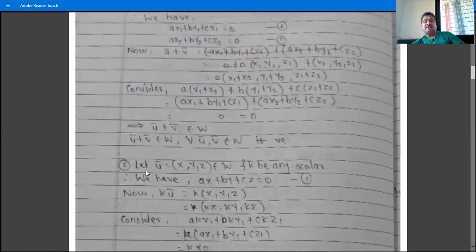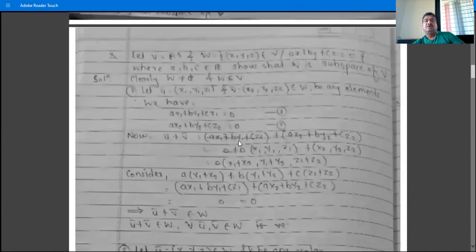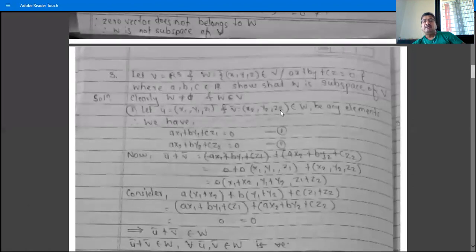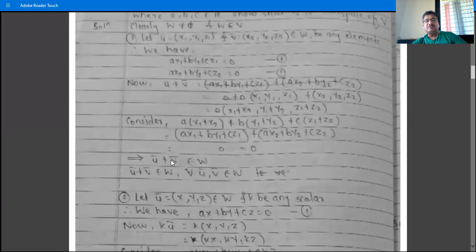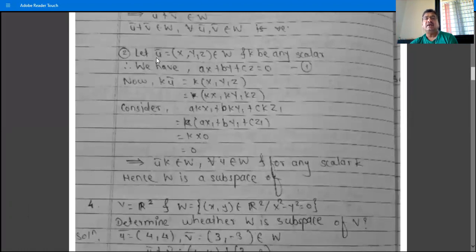And therefore we say that U bar plus V bar belongs to W for all U bar and V bar belonging to W, because these are any two arbitrary elements of W. The condition is satisfied for arbitrary elements, therefore the condition is satisfied for all elements. Then for the next condition, we take one element of W, suppose x, y, z as the element of W, and K be any scalar. Now we have to show K into U bar belongs to W.